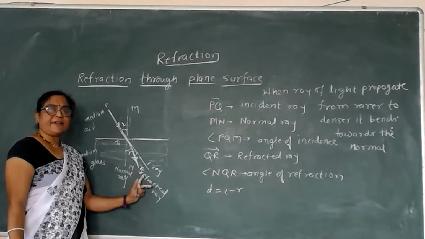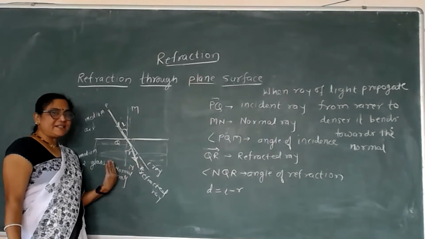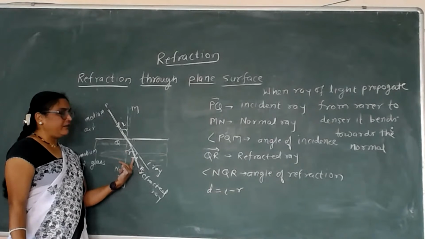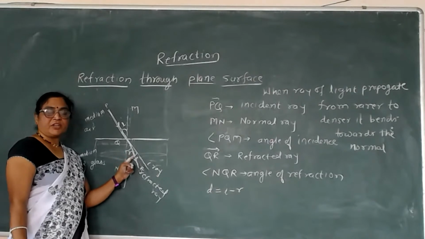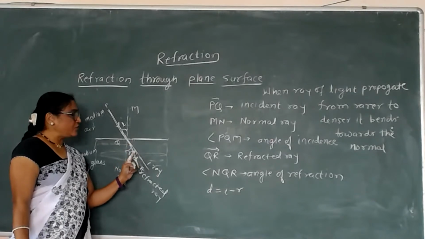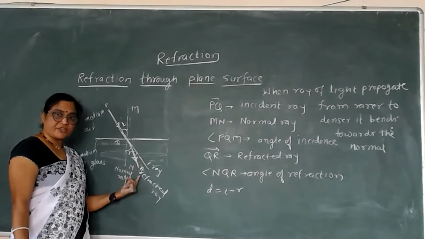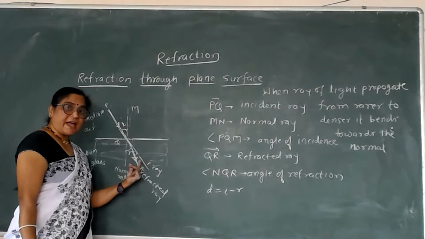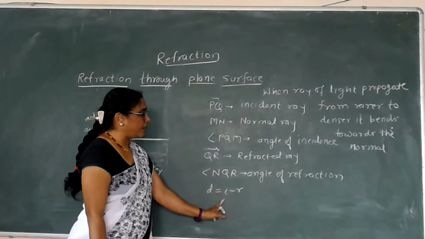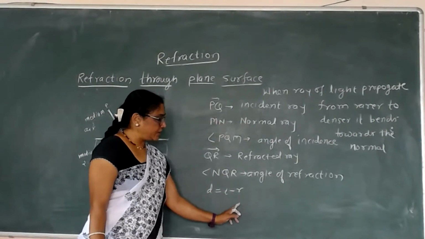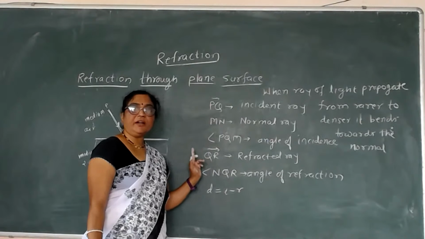So here this medium is rarer and this medium is denser. When the ray of light propagates from rarer to denser medium, it bends towards the normal, and here the angle of incidence is more than the angle of refraction. The change in path of the ray of light is known as deviation. The change in direction of the ray of light is known as refraction, and the angle with which the ray of light is refracted is found using the formula D is equal to I minus R. So we can draw the figure when the ray of light propagates from the rarer medium to the denser medium.